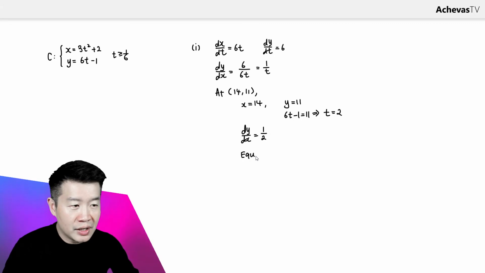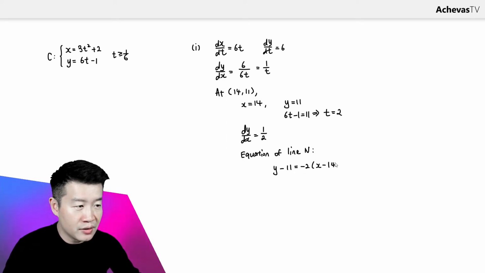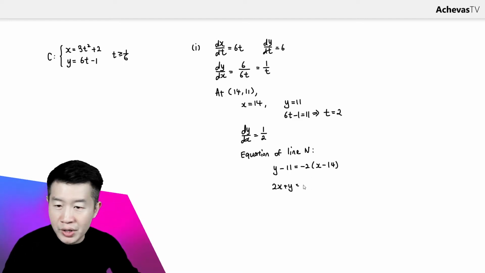And we can now form the equation of the normal, which is line n. So I will take y minus the y coordinate, which is 11, is equal to the gradient of the normal. Gradient of the tangent is half, so the gradient of the normal is minus 2. Then x minus the x coordinate, which is 14. So we have a minus 2x. If I were to bring it over to the left hand side, we will have 2x plus y minus 11. If I were to bring it over to the right hand side, this is equal to 39.